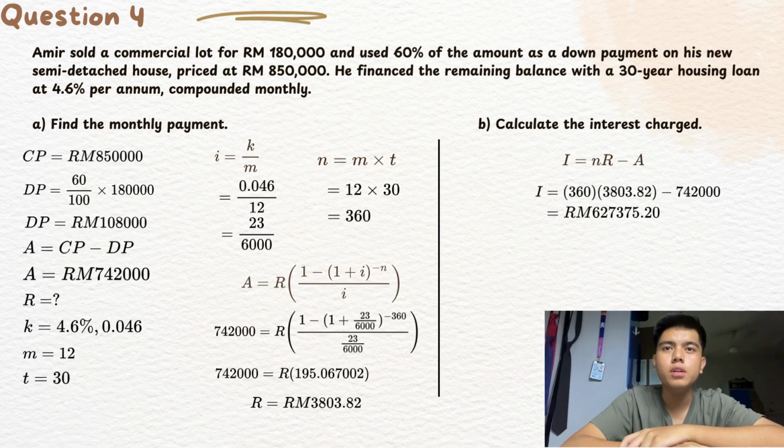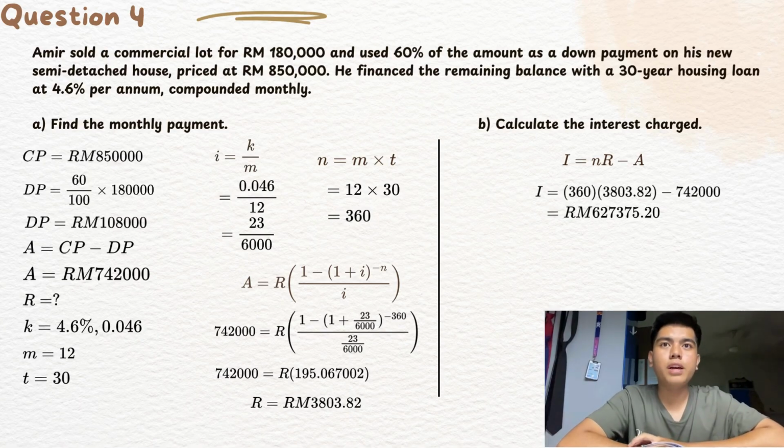For question number 4, Amir sold a commercial lot for 180,000 ringgit and used 60% of the amount as a down payment on his new semi-detached house priced at 850,000 ringgit. He financed the remaining balance with a 30-year housing loan at 4.6% per annum, compounded monthly.